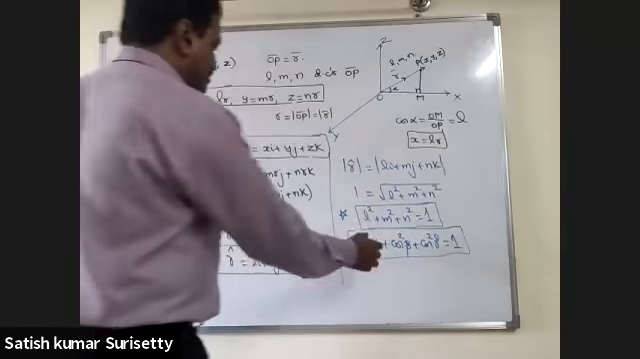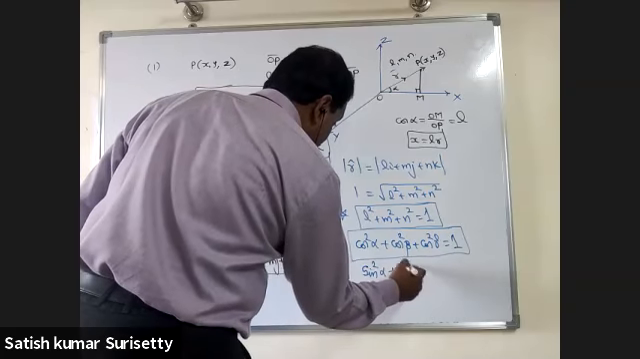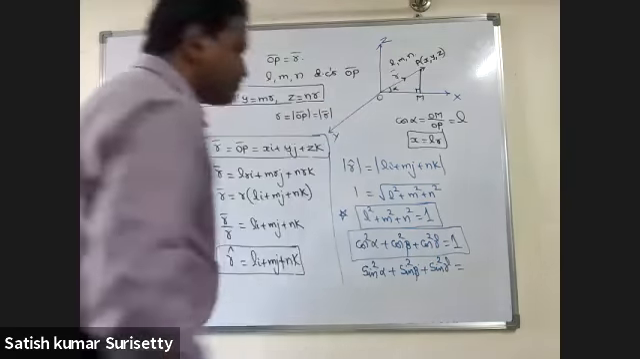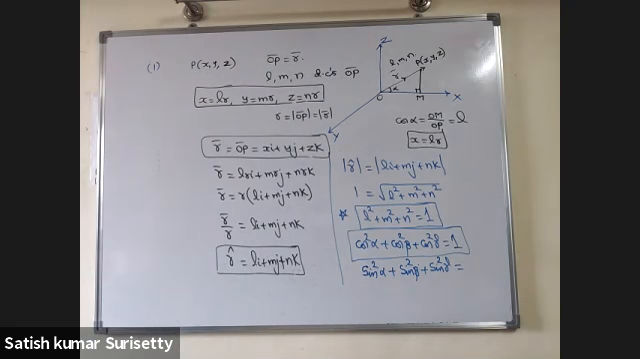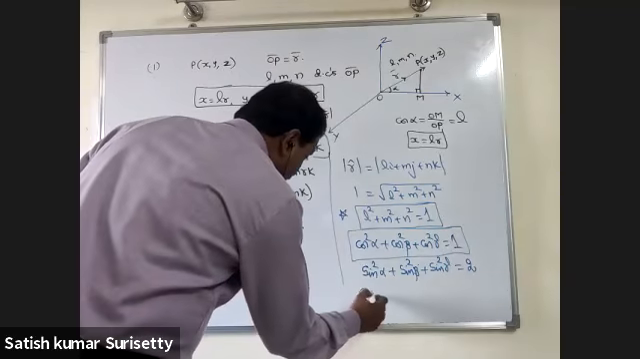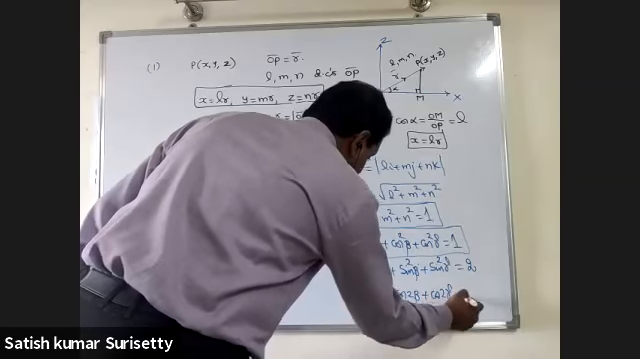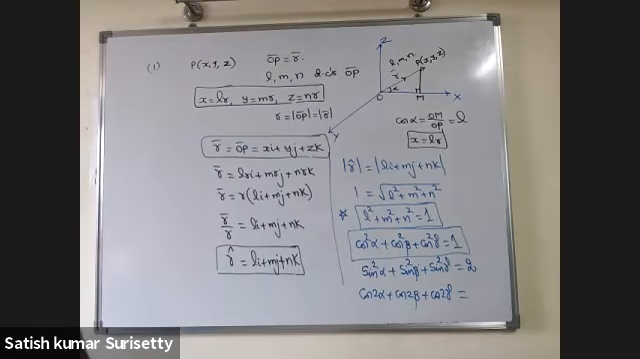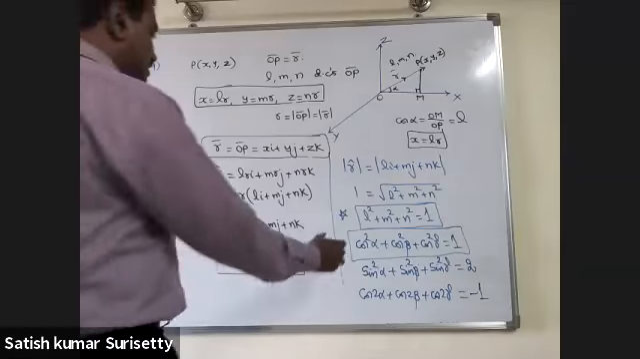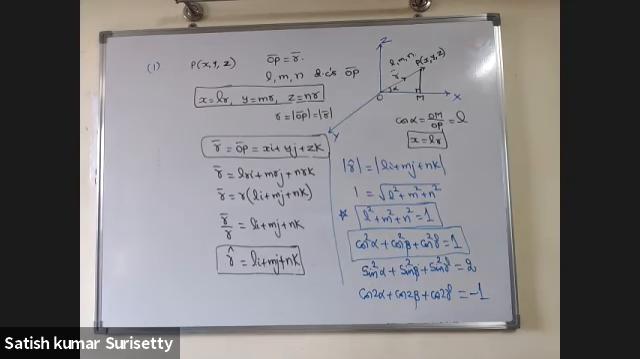From this, suppose if I want to calculate sine square alpha plus sine square beta plus sine square gamma, what could be this value? 2. Next, if I want to calculate cos 2 alpha plus cos 2 beta plus cos 2 gamma, what is this value? -1. But anyway, try to remember this. This is enough: L square plus M square plus N square equal to 1 whenever L, M, N are the direction cosines.